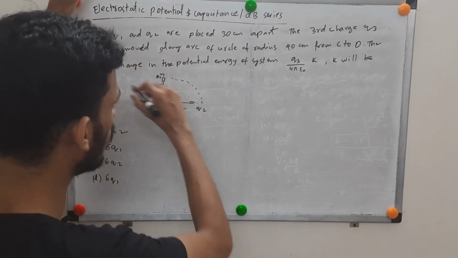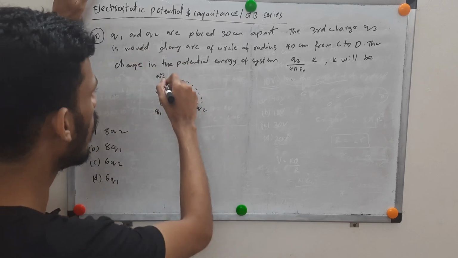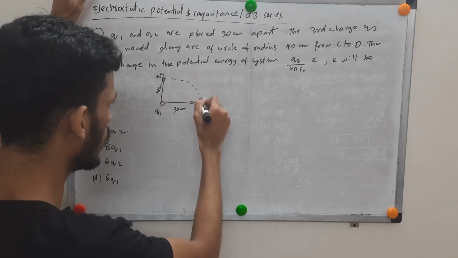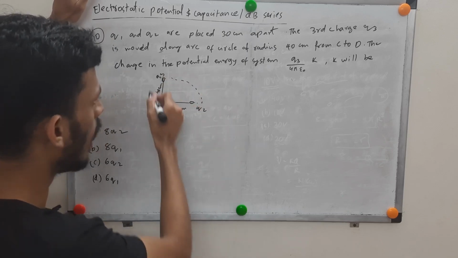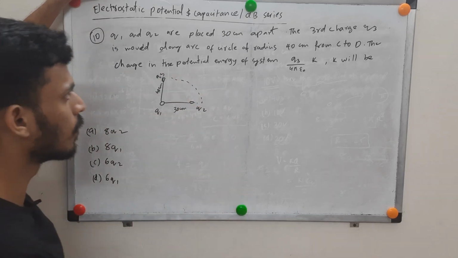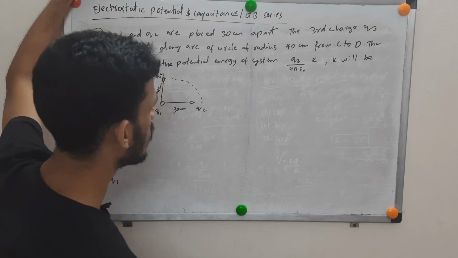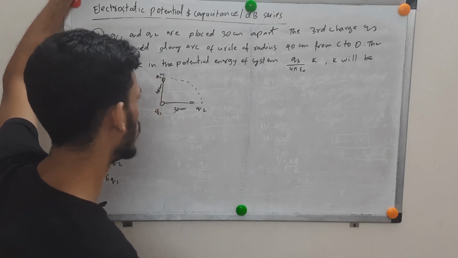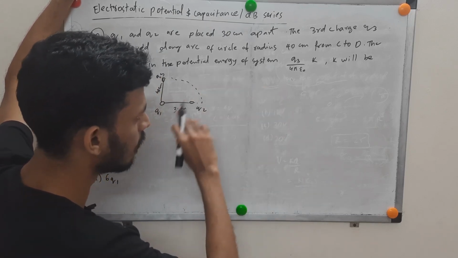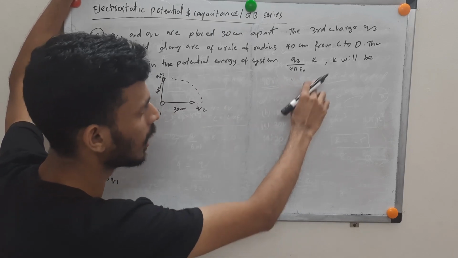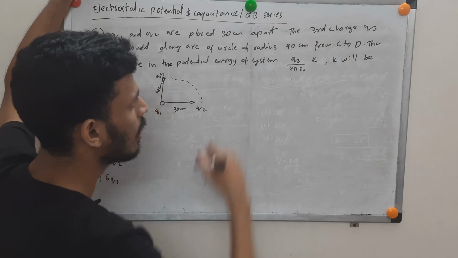Basically if you complete it, it will be a circle, but it is moved from here to here. Again it remains at a distance of 40 centimeters from q1. So it's moved along an arc of a circle of radius 40 centimeters. The change in the potential energy of the system when that is done is this. You are supposed to tell the value of this k.